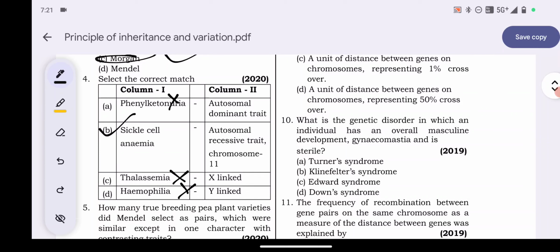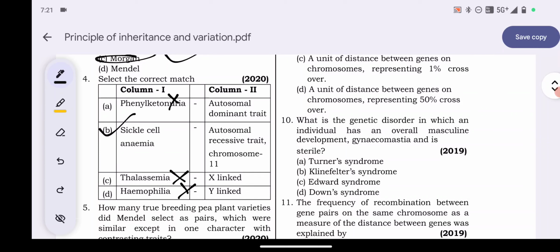Now question number 5. How many true breeding pea plant varieties did Mendel select as pair, which were similar except in one character with contrasting traits? Options are 2, 14, 8, 4. So Mendel selected 14 true breeding plant varieties. Option B is your answer, 14 true breeding plant varieties. Now question number 6.